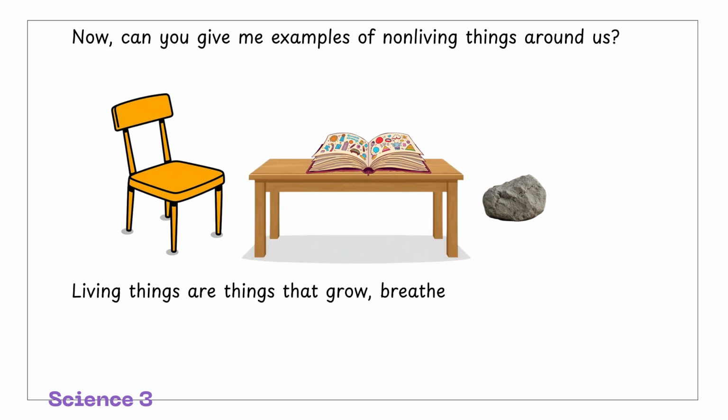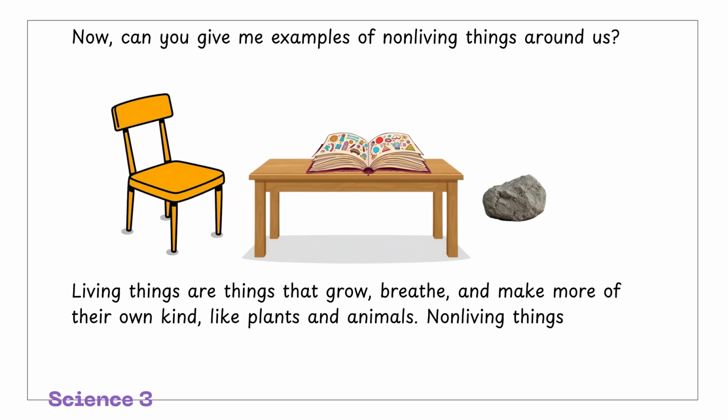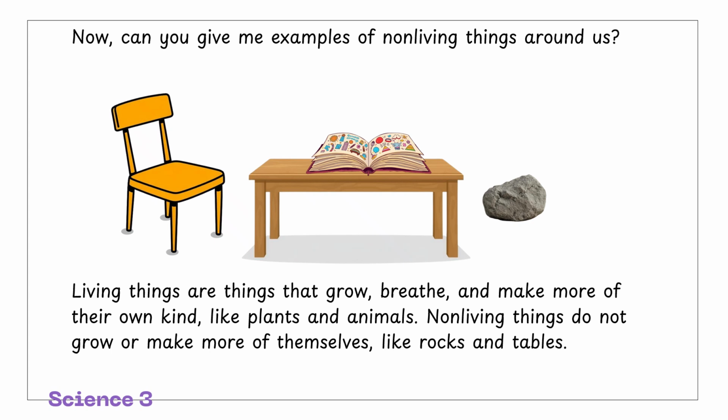Living things are the things that grow, breed, and make more of their own kind, like plants and animals. Non-living things do not grow or make more of themselves, like rocks and tables.